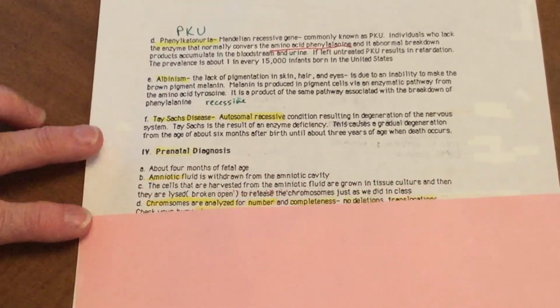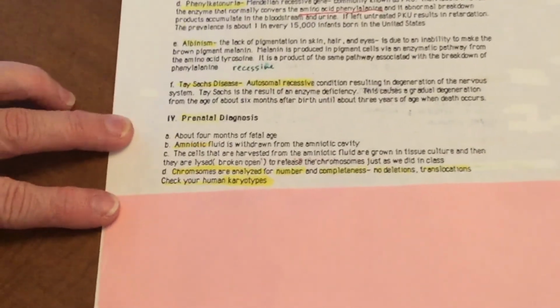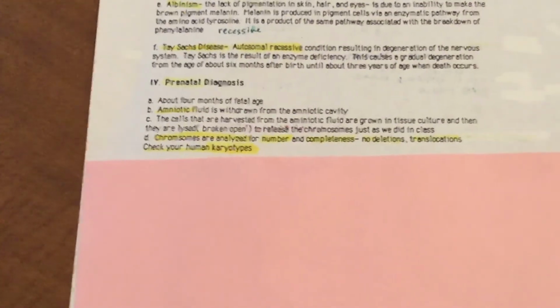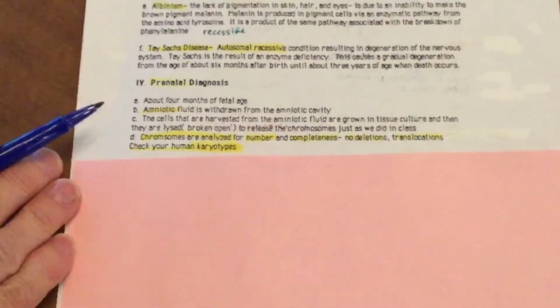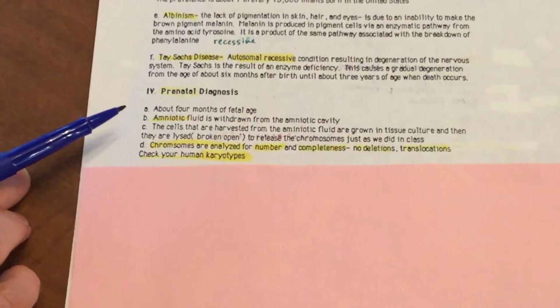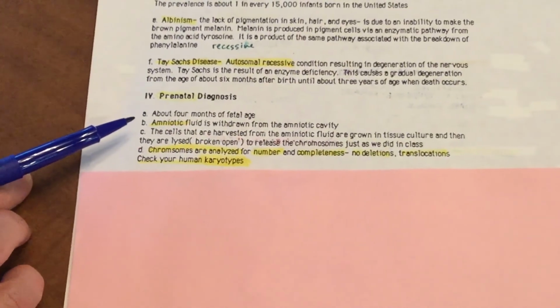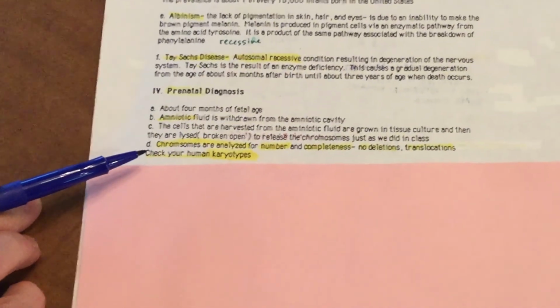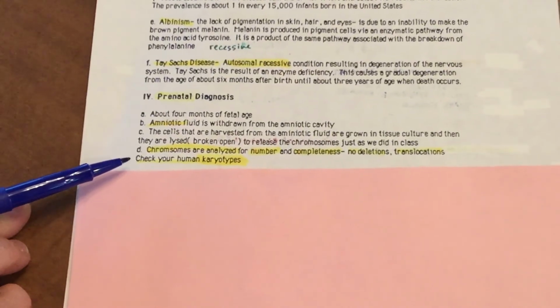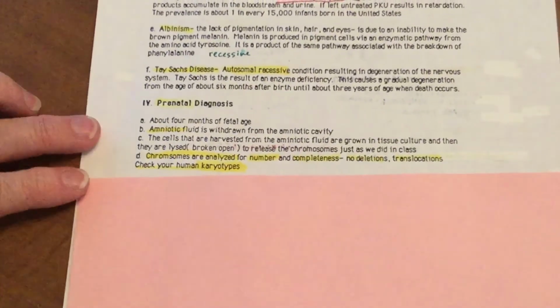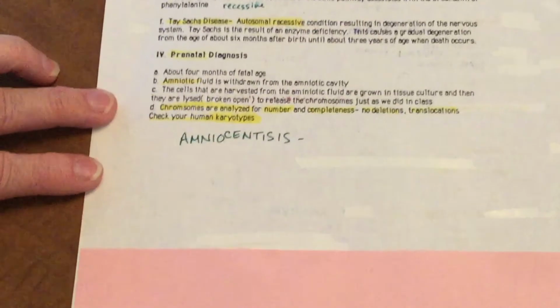So how do we know if these things are part of your child or your developing fetus? We talked about amniocentesis, so it's explained a little bit here. Once the amniotic fluid is withdrawn, it can then be analyzed through a process called karyotyping. Again, I believe that many of you did this in first year bio.